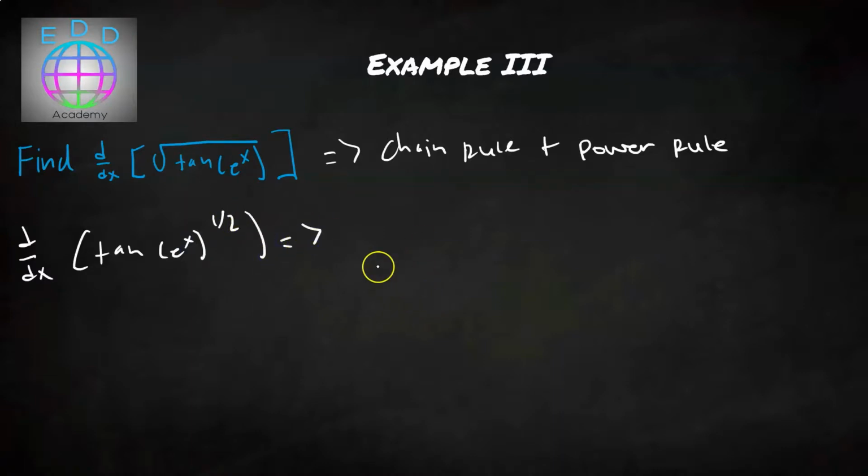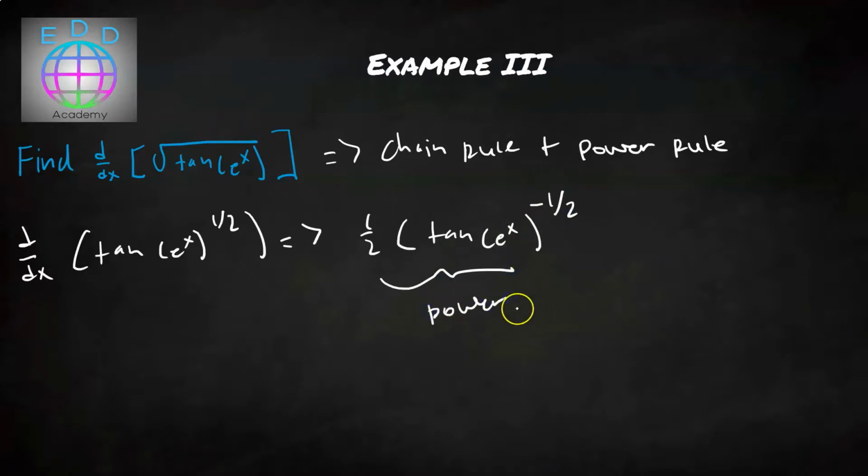So if we compute this derivative, we have 1/2 times tan of e to the x all to the negative 1/2 power. This is the power rule. So you can see we brought this 1/2 here. This 1/2 is the n in the power rule in our case. So we bring this 1/2 down and take the interior function to 1/2 minus 1 power. So to the negative 1/2 power.